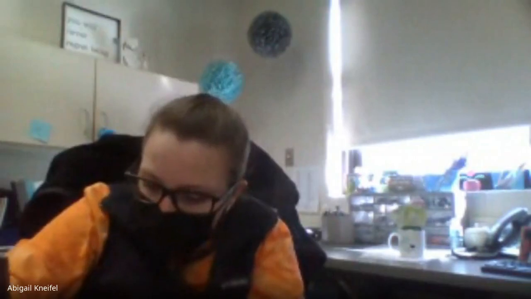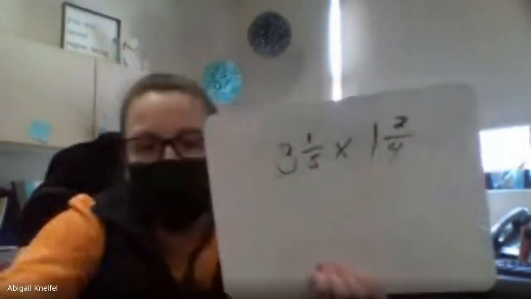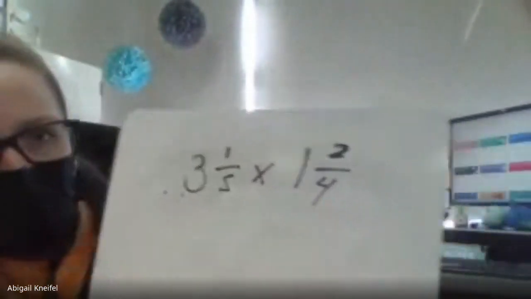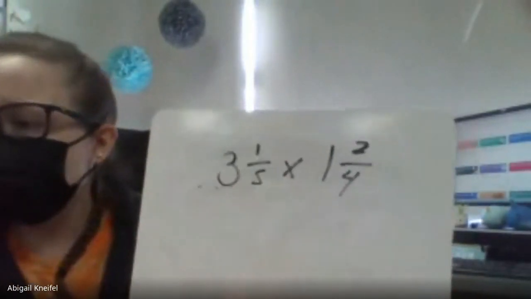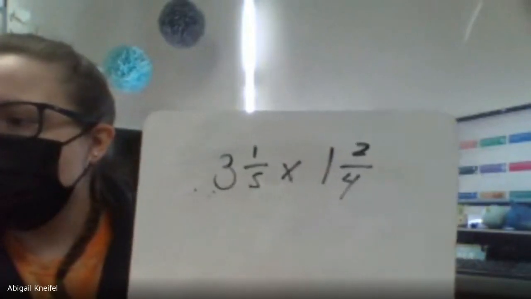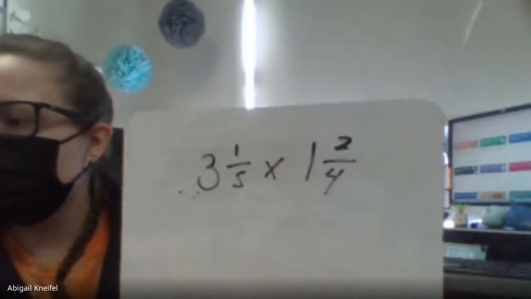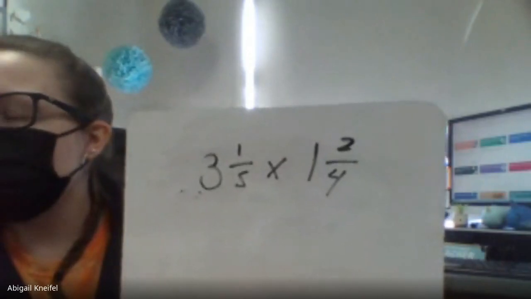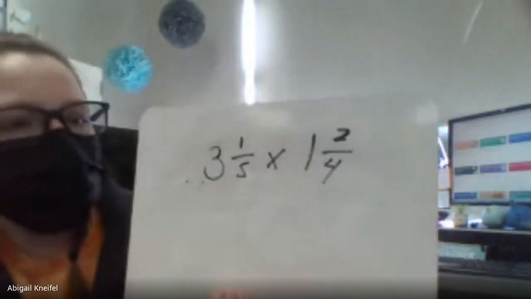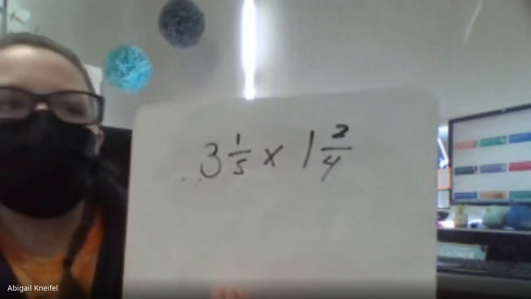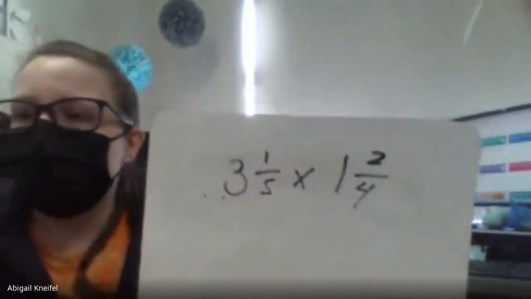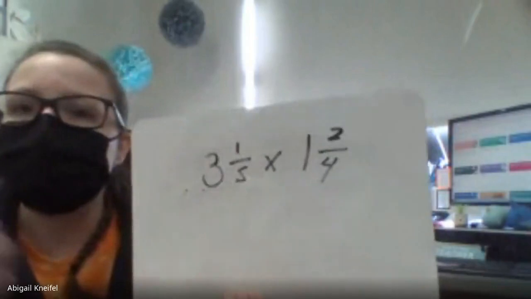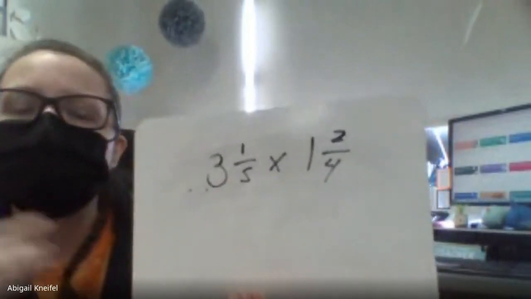New problem. Okay. 3 1/5 times 1 2/4. Oh, yeah. 3 1/5 times 1 2/4. This is when knowing our multiplication facts comes in handy.